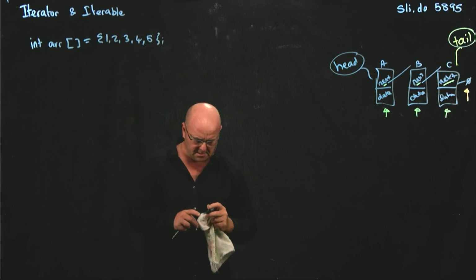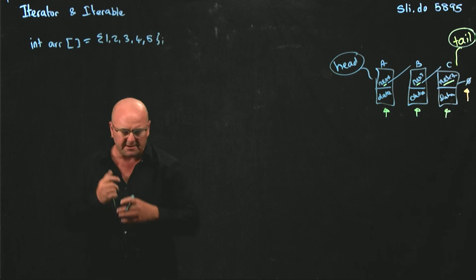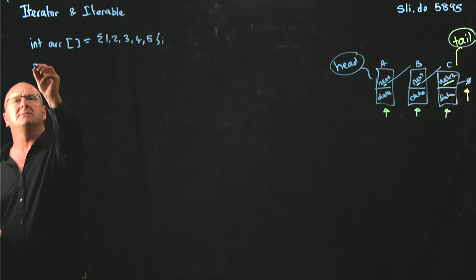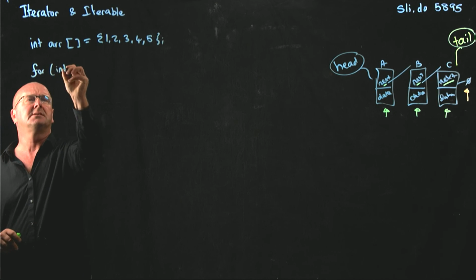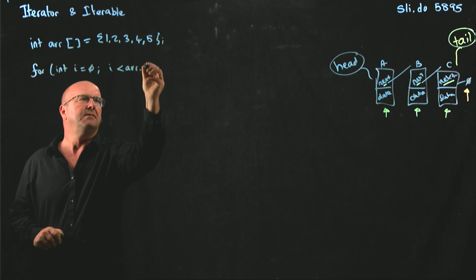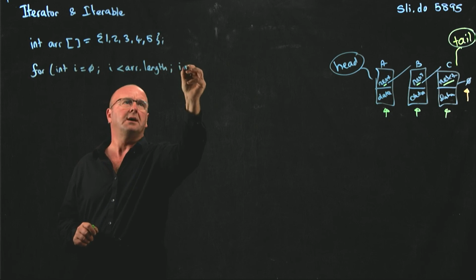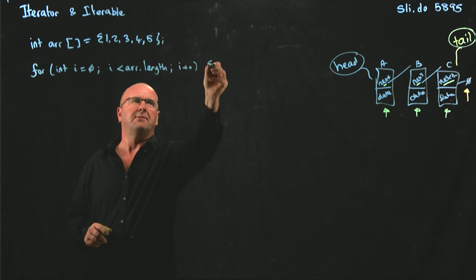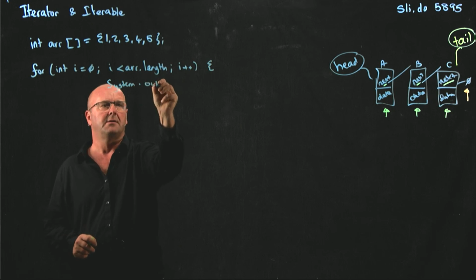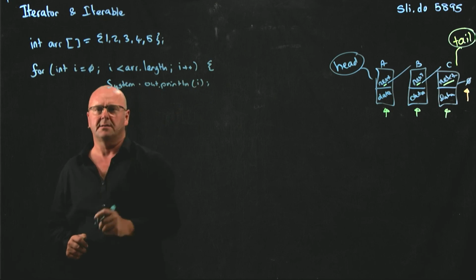And one of the things that we often want to do with data structures like arrays, like linked lists, other kinds of data structures, is to write a block of code something like this. For int i equals 0, i is less than array dot length, i plus plus. Now we're going to do something. For example, let's just print it out.